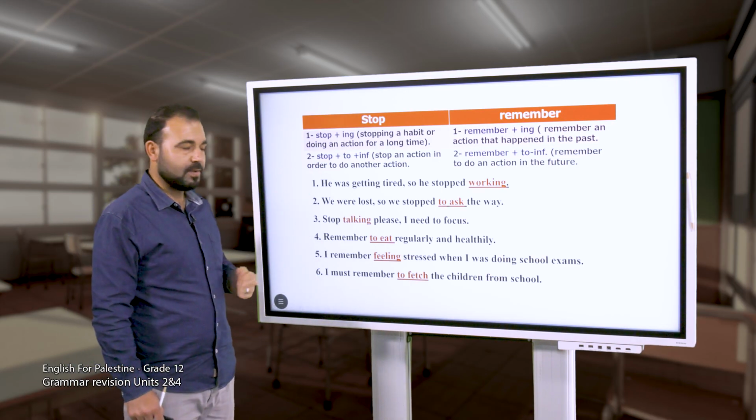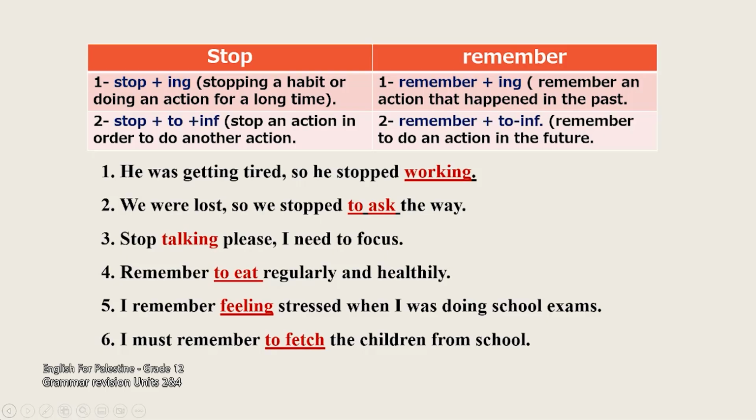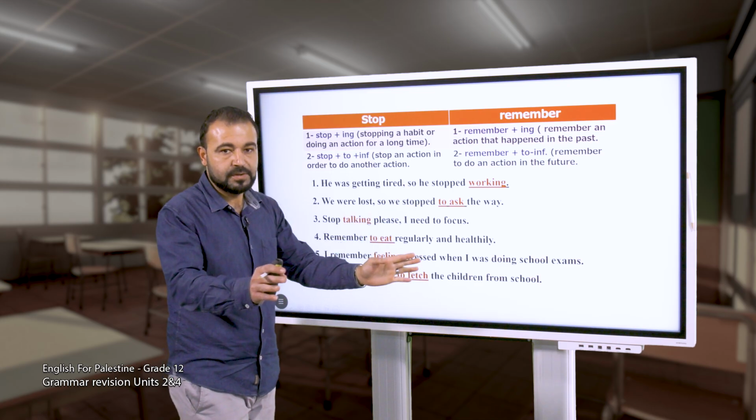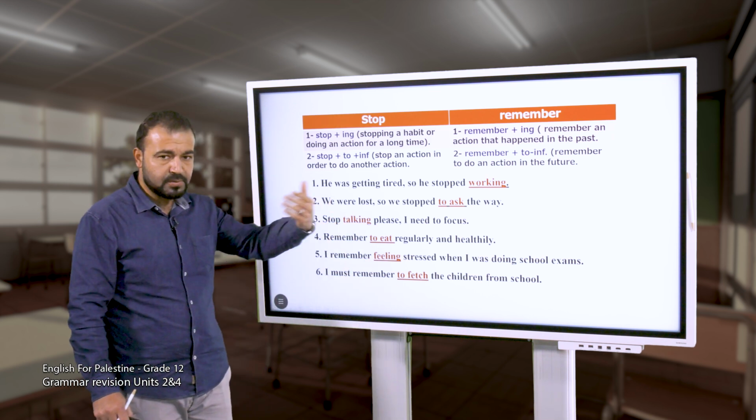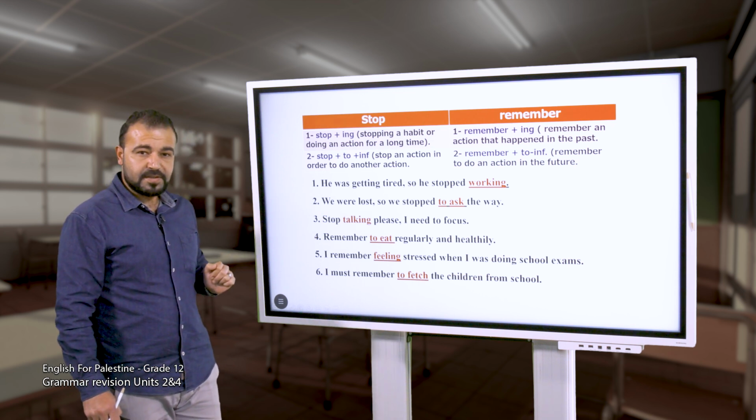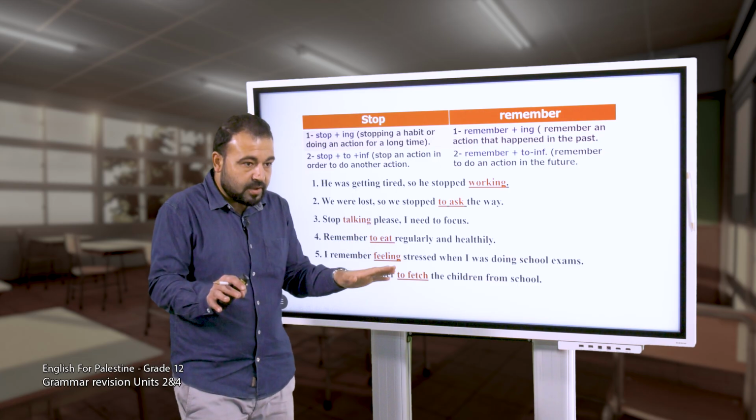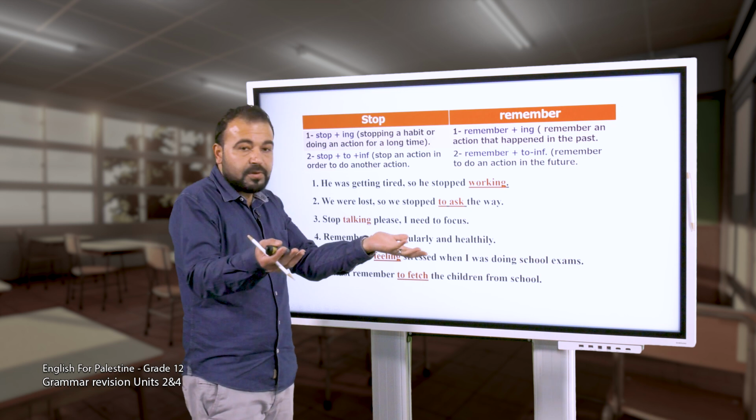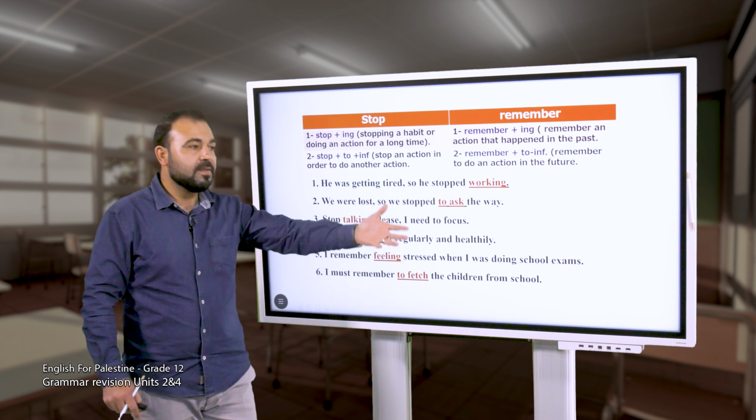We have here examples. Let's see number 1. He was getting tired, so he stopped working. Stopped for a long time here, because he was getting tired. He can't work anymore. Sentence number 2. We were lost, so we stopped to ask the way. We were lost, now we have to stop and ask somebody, where's the correct way? So they stopped for a short time to ask someone to get the right direction.